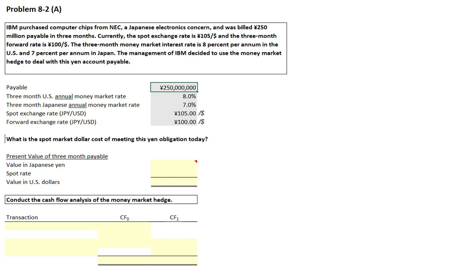In this video, we're going to do a variation of problem 8-2. We're going to compare a money market hedge with a traditional forward market hedge. We're told that we have a 250 million yen payable in yen due in 3 months.